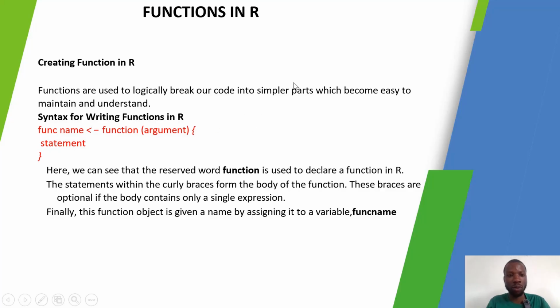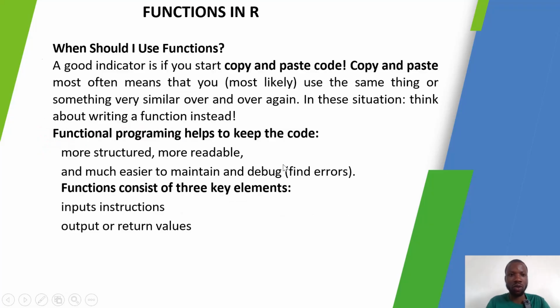Let's say, for example, I'm going to create the area of a triangle, so I will put the length and the width here. Then in the statement, that's where I'm going to display how I can get the area. The area is going to be length times width, those kinds of things. So that is the statement. Here we can see that the function keyword is used to declare the functions.